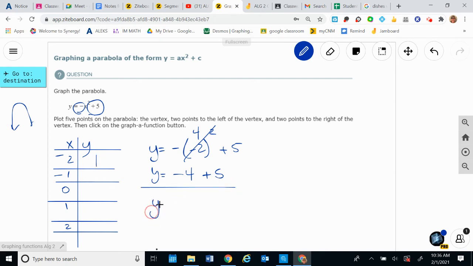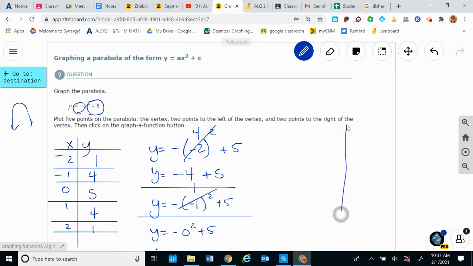Try the next one. y equals negative of -1 squared plus 5. This becomes +1, and you get 4. Plug in a 0. y is equal to -0 squared plus 5, which is 5. And then 1 is going to be 4, and 2 is going to be 1. Okay. When you graph this, look what happens. -2, 1; -1, 4; 0, 5; and then 1, 4, and then 2, 1.